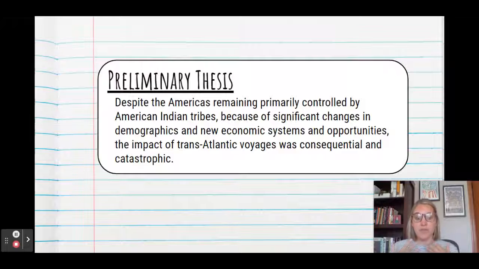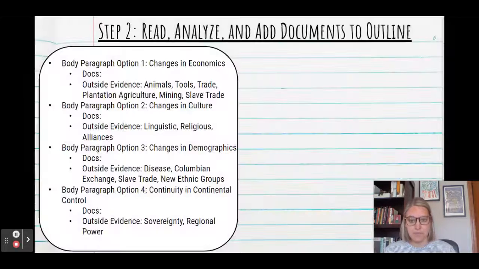Now, if you are moving with me onto the use of evidence, I encourage you to grab the downloadable notes in the description here, because you're going to be able to practice and take notes as I go through the next steps here. So your next step is to read, analyze, and add documents to your outline. So I've taken my 4 body paragraph options. Option 1, changes in economics, and the evidence there that I had found or that I had categorized. Body paragraph 2, changes in culture. I did not include this idea in my preliminary thesis. It's not a body paragraph I plan to do.